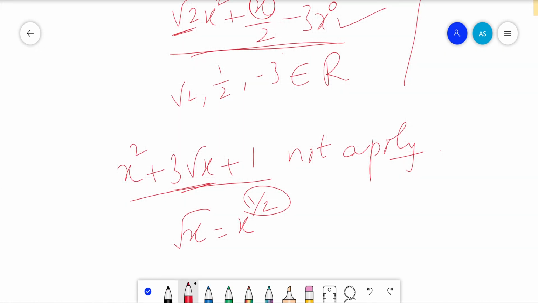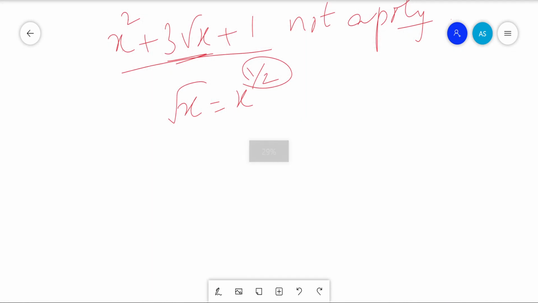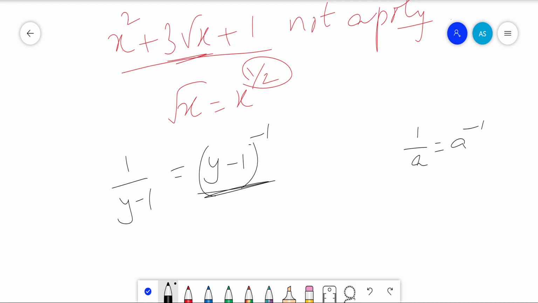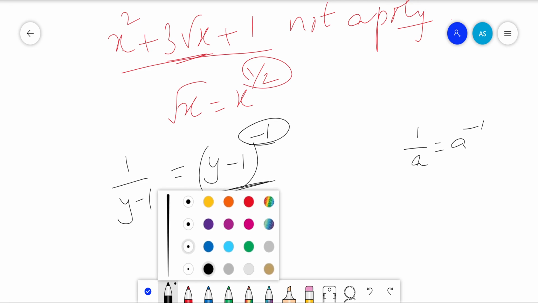And one more example we'll consider. 1 by y minus 1. Is it a polynomial? This can be written as y minus 1 whole to the power of minus 1, since 1 by a can be written as a to the power minus 1. So it is not a polynomial as the degree is not a non-negative integer. Okay.